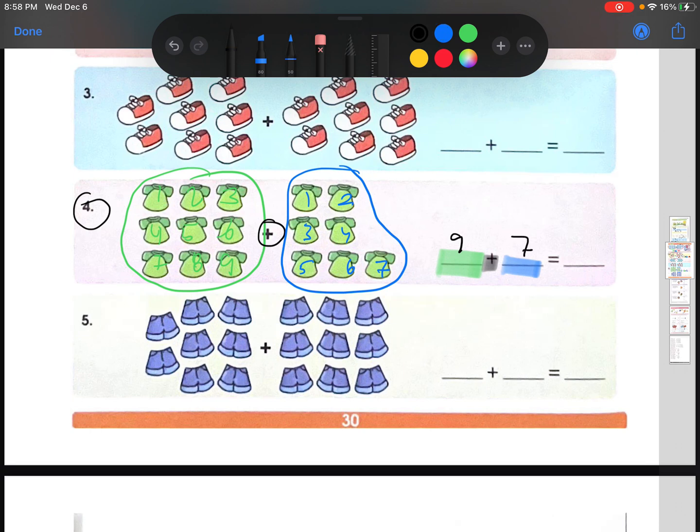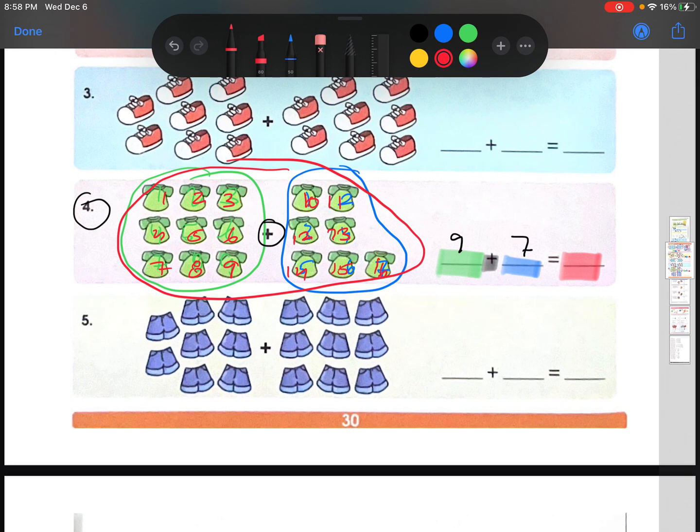And again, this last line after the equal sign is just all of these shirts counted up together, which is 1, 2, 3, 4, 5, 6, 7, 8, 9, plus 10, 11, 12, 13, 14, 15, 16. So the answer to number 4 is 16.